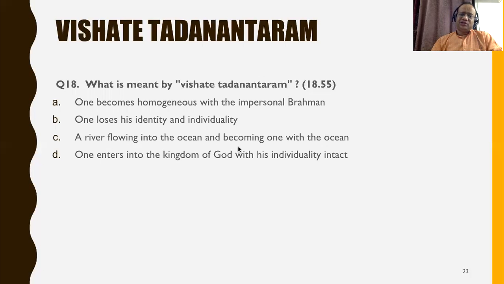If a river is flowing into the ocean, you become one with the ocean. There is no distinction now between the river and the ocean. No, it doesn't mean that. Vishate Tadanantaram doesn't mean that. So Vishate Tadanantaram means one enters into the kingdom of God with its individuality intact. The example given in the Vaishnav Parampara is like a green parrot entering a tree and sitting on the branch. If you see from a distance, you will not be able to distinguish between the parrot and the tree because both are green. So you will see that they have actually become one.